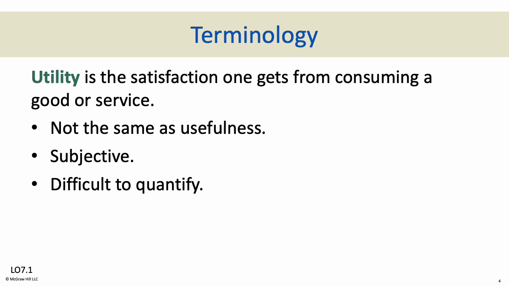The product or service has to be something that the consumer wants. So it's not necessarily the same as usefulness because it varies. It's subjective. Everybody's utility is different for the same products, and it doesn't mean anybody is right or wrong. It just means we're all different. And it's difficult to quantify. We can't really put a dollar sign on it. You can say, I love going to McDonald's, or I love pizza or something like that, and I get a lot of utility from it. But it's not really something we can put hard units down to quantify.